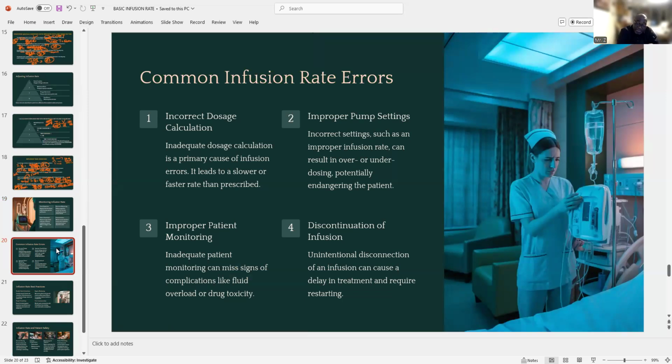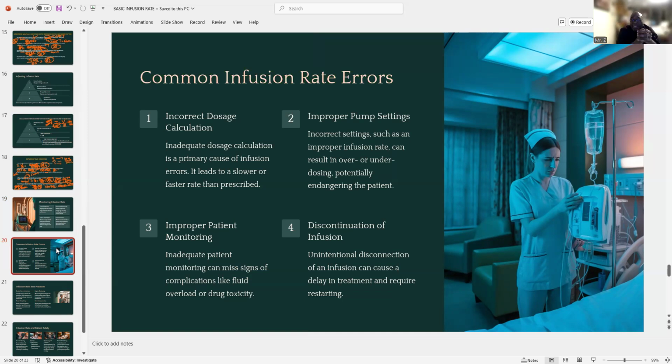You need to check the insertion of the IV. You gotta make sure there is no infiltration going on out there. All right. If someone is getting a med through the chest port, you gotta make sure there's no swelling around that person's chest. You gotta make sure that person is not showing signs of respiratory distress. You gotta pay attention to those things. You gotta monitor your patient. You gotta check your pump.